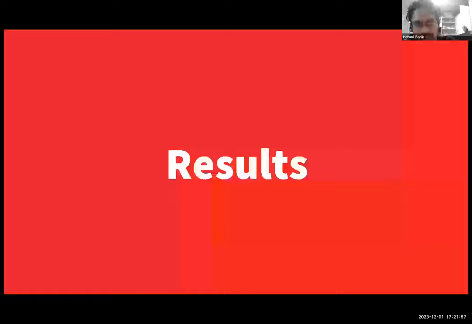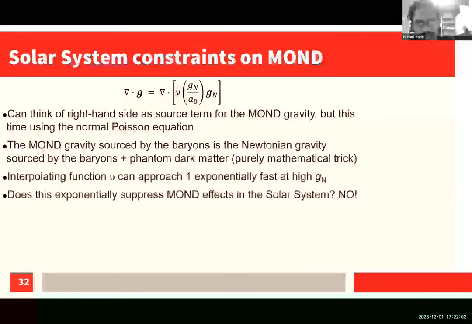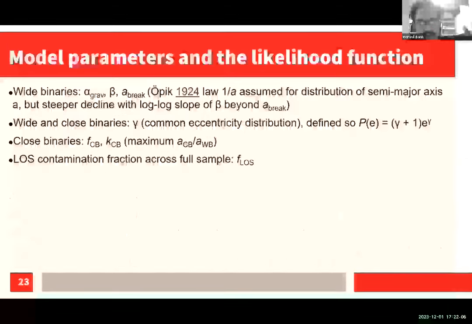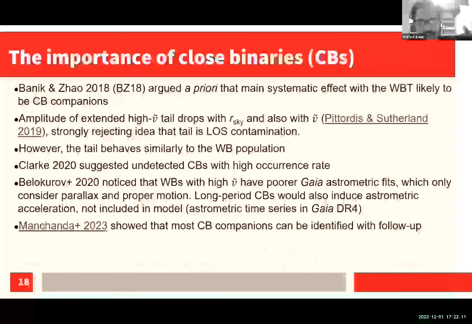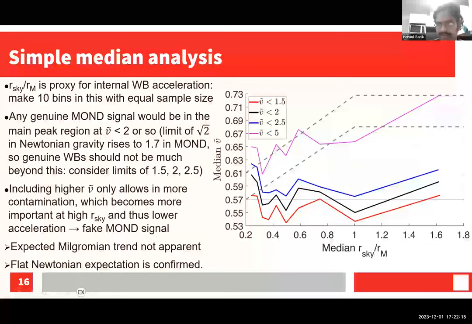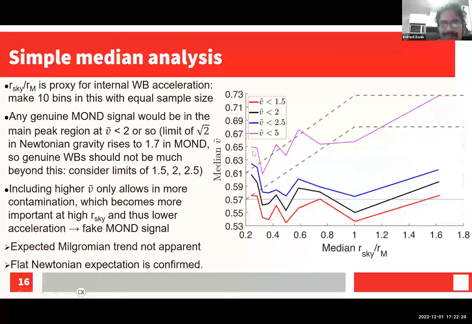You can also look at it in this way, which is, I think, a bit simpler and much less dependent on the model. Because obviously the curves you're seeing there involve a particular model. Here, they don't really rely on a model. It's just the median V tilde in different bins of the R-sky bar RM.